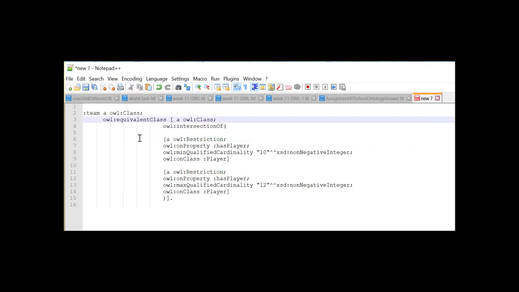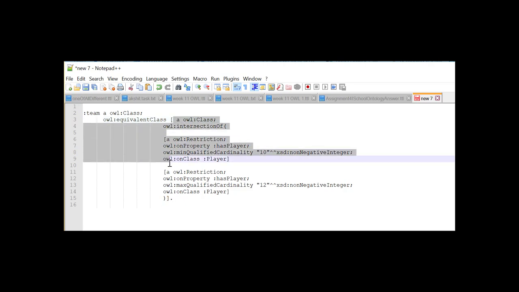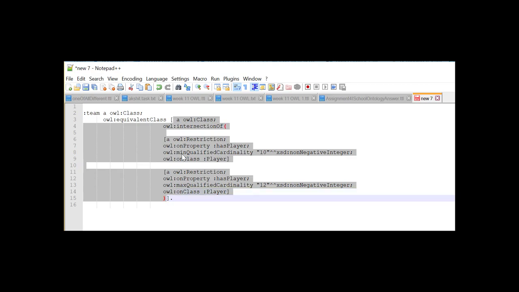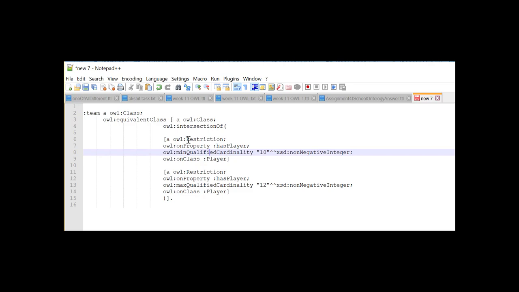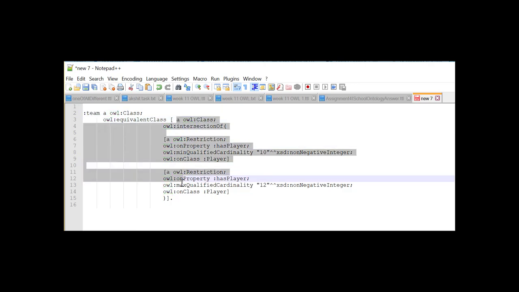Okay, so we define this team to have an equivalent class, and this equivalent class starts from this left square bracket to this end square bracket. The whole thing inside here is a definition for this equivalent class. It's an unnamed class, but by saying this team is equivalent to this, we provide the definition for the team class. So how do we define this unnamed class?